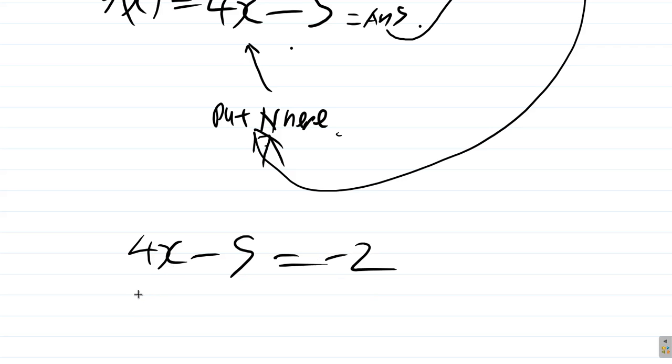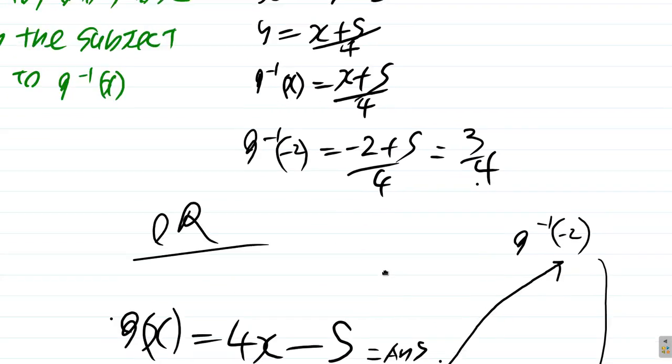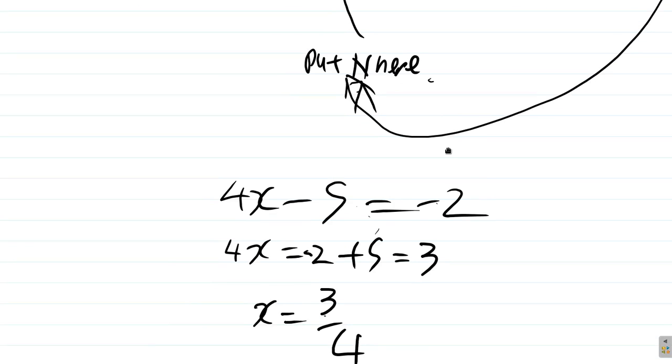If you add 5 to both sides, you get 4x is equal to negative 2 plus 5, which is 3. Negative 2 plus 5 is 3, right? So if you divide both sides by 4, you get x equals 3 over 4. Which is the same thing that you got before, right?